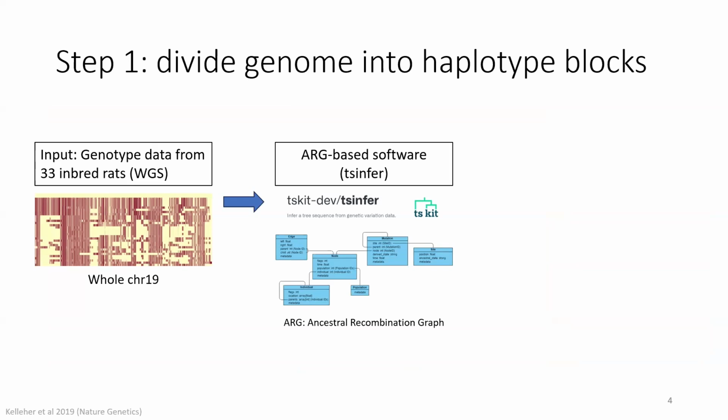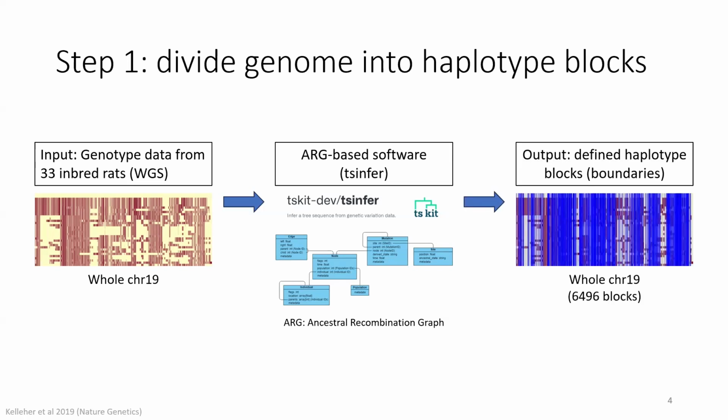Basically, we input our genotype data, which is called from the whole genome sequencing data, along with some other parameters, such as which allele is the derived and which one is the ancestral. And then from the output of TSINFER, we can write code to plot the information we need, which is the boundaries between these ancestral haplotype blocks. So here, for example, for the whole chromosome 19, TSINFER breaks it down into about 6,000 blocks.